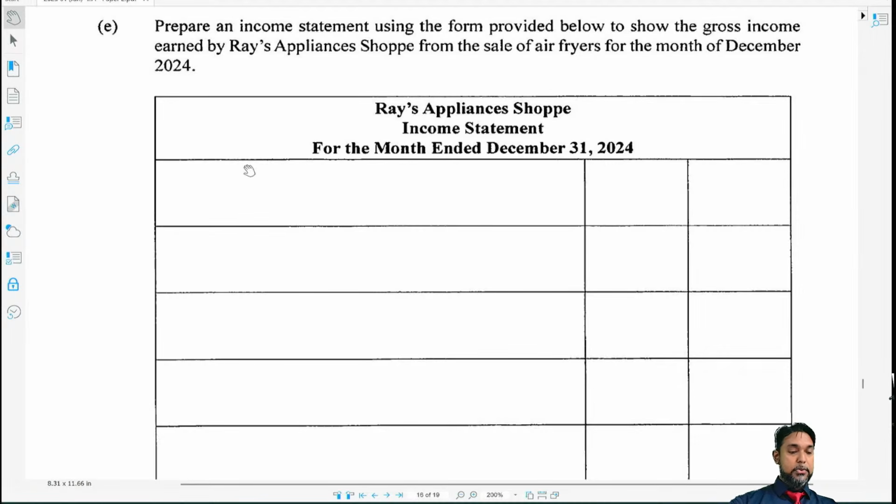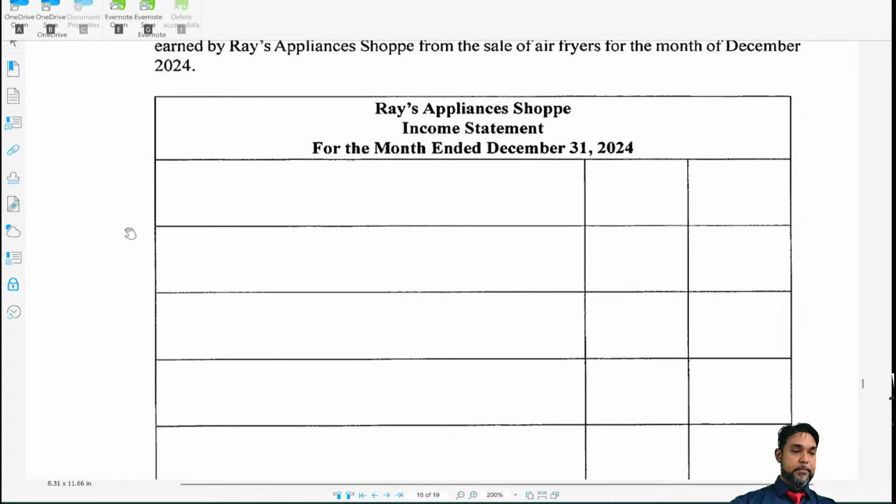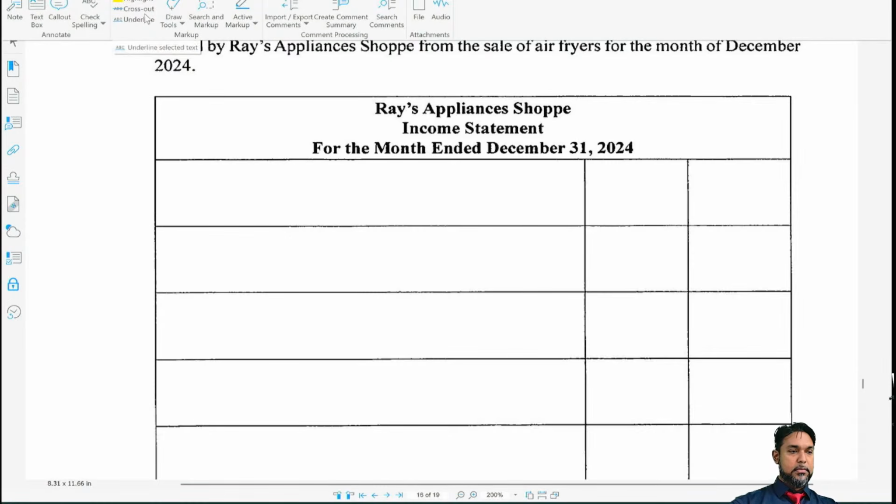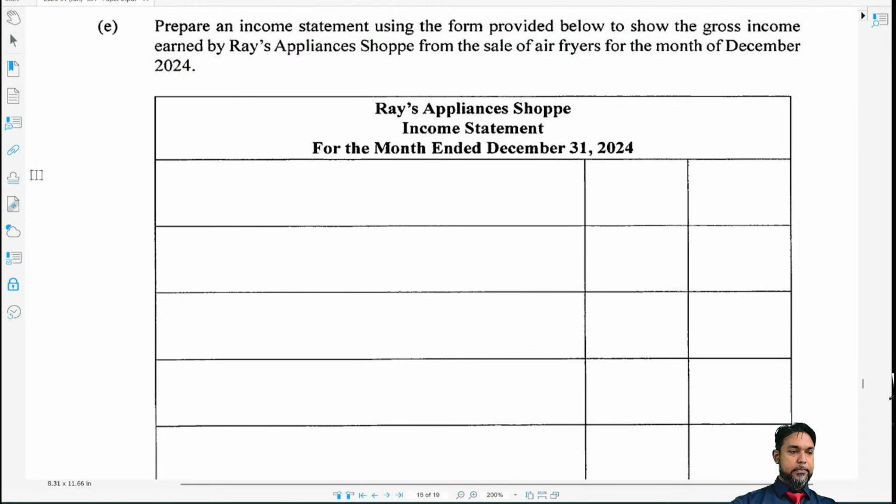So remember cost of goods sold. So let me help you out in case you forget, right? Okay, right. So cost of goods sold is equal to opening stock plus purchases minus closing stock.